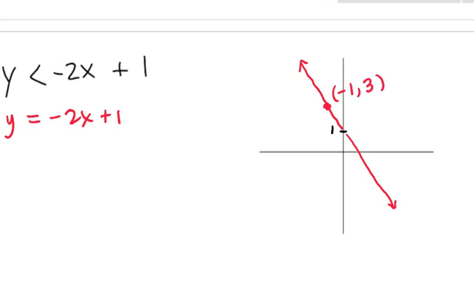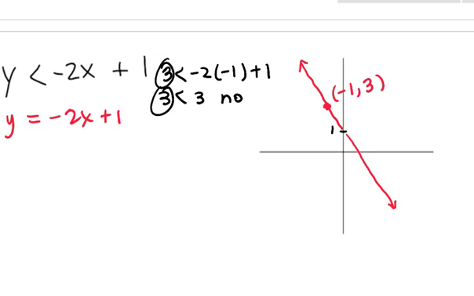Now, if I try that coordinate pair on this inequality, okay, try negative 1, 3. I plug in 3 for y and negative 1 for x. Is 3 less than negative 2 times negative 1 plus 1? No, it's not. Okay, so this is not a solution to the inequality. But anything where y is less than that, so if I got anything just a little bit less than 3, that would satisfy the inequality for x equals negative 1. So 2.9, 2.999, 2.99999, these will all be solutions to the inequality.